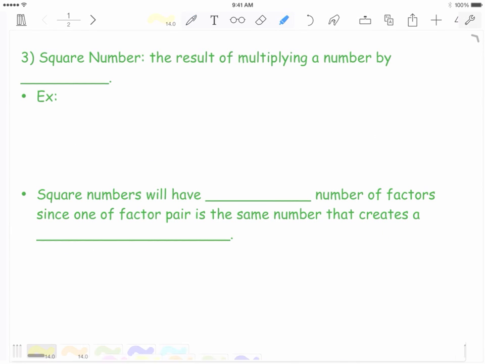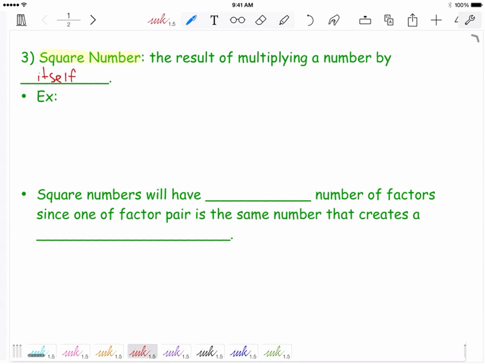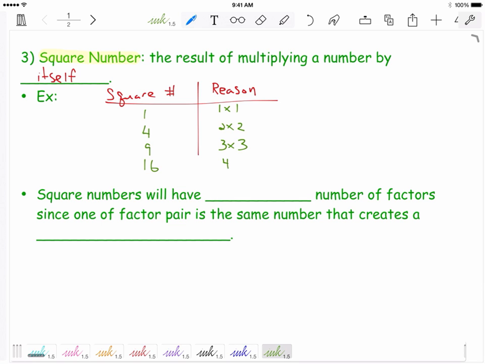The third word is square number. A square number is the result of multiplying a number by itself. Some examples of square numbers are 1, which is created by 1 times 1, 4, which is created by 2 times 2, 9, which is created by 3 times 3, and 16, which is created by 4 times 4. Now add a few more square numbers following the pattern.